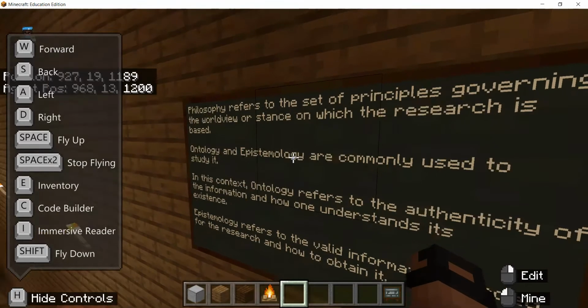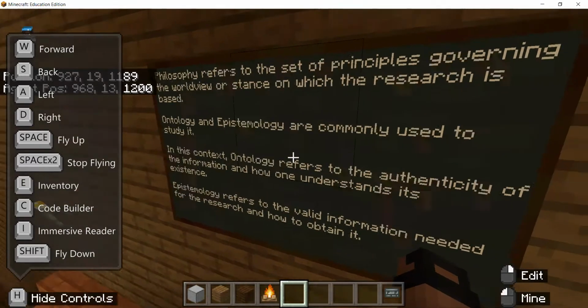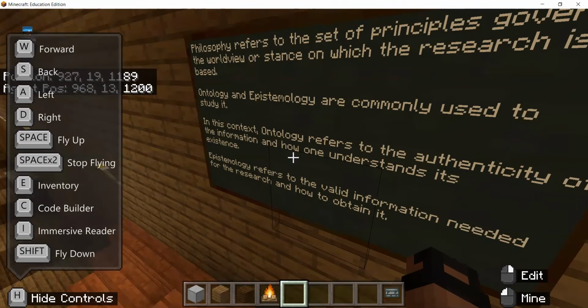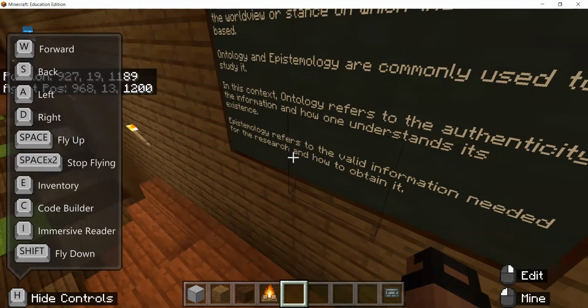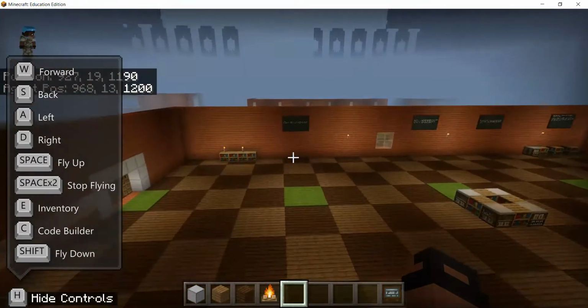Ontology and epistemology are commonly used to study it. In this context, ontology refers to the authenticity of the information and how one understands its existence, and epistemology refers to the valid information needed for the research, and how to obtain it.